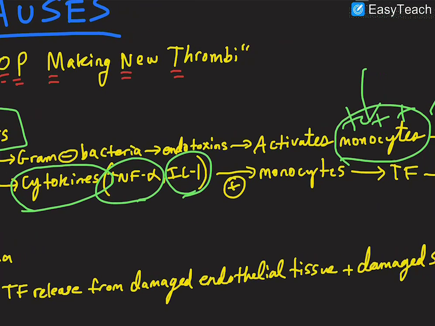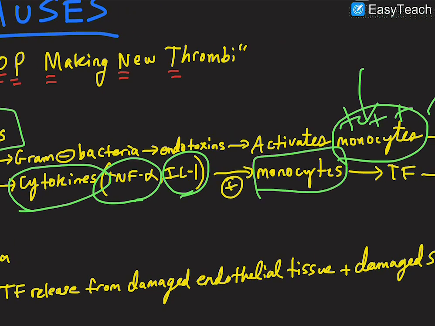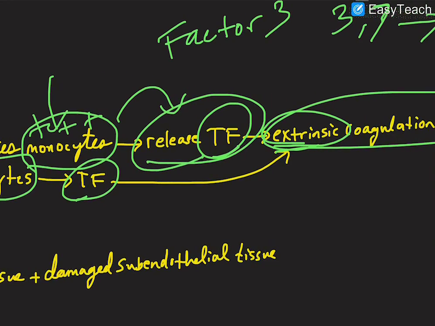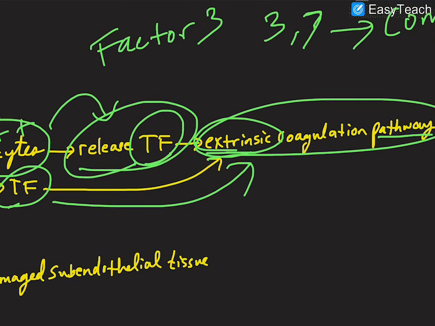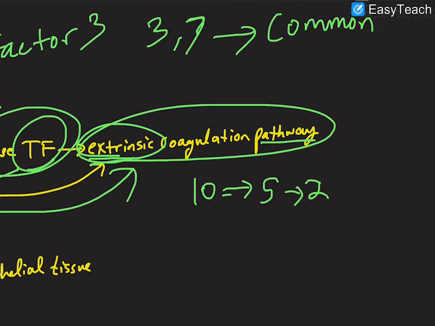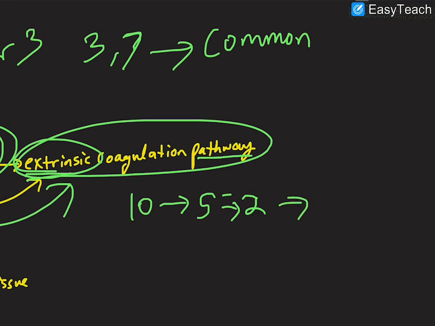So cytokines in general can also stimulate your monocytes. After that stimulation, your monocytes can release a lot of tissue factor, which again will activate the extrinsic pathway, and you make more and more fibrin, right? Because the extrinsic pathway converges with the common pathway, and we know the common pathway goes from factor 10 to 5 to 2 to fibrinogen to fibrin conversion, right?